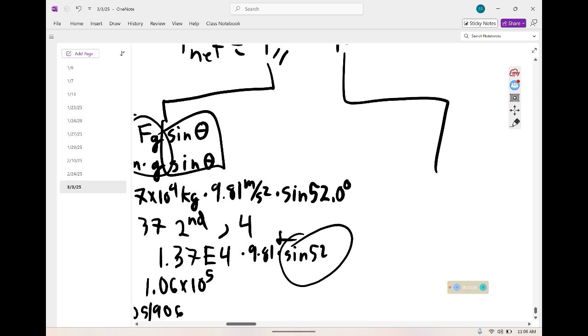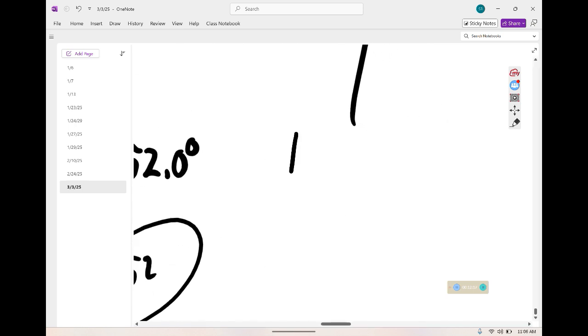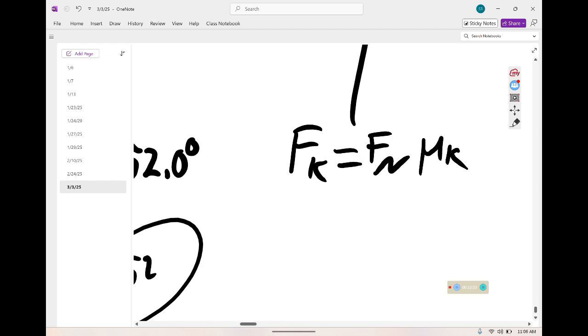So then over here we have the force of kinetic friction. Now we know that the equation for that is the force of kinetic friction equals normal force times the coefficient of kinetic friction. Again, this is one of those things that we learned several weeks ago, but you are going to have to reuse time and time again. Okay?